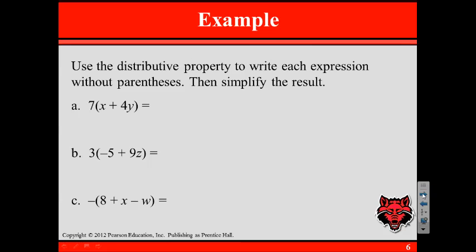So let's use the distributive property to write each expression without parentheses. And then we're going to simplify the result. And so what I like to do is take the number on the outside that is being multiplied into the set of parentheses and draw arrows so that we know where that number is going. Following each of our arrows, we're going to multiply. In the first arrow, we have 7 times x.